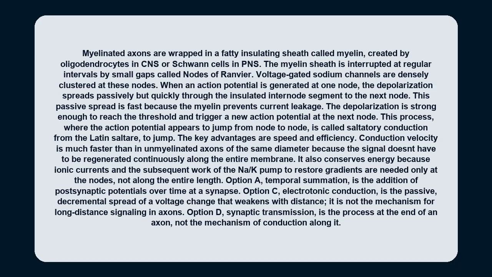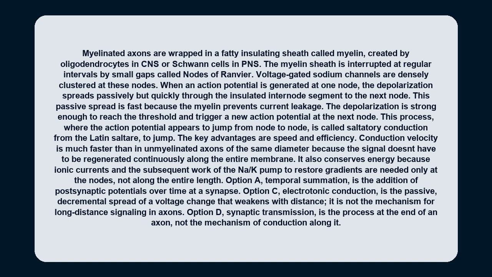Conduction velocity is much faster than in unmyelinated axons of the same diameter because the signal doesn't have to be regenerated continuously along the entire membrane. It also conserves energy because ionic currents and the subsequent work of the Na/K pump to restore gradients are needed only at the nodes, not along the entire length.